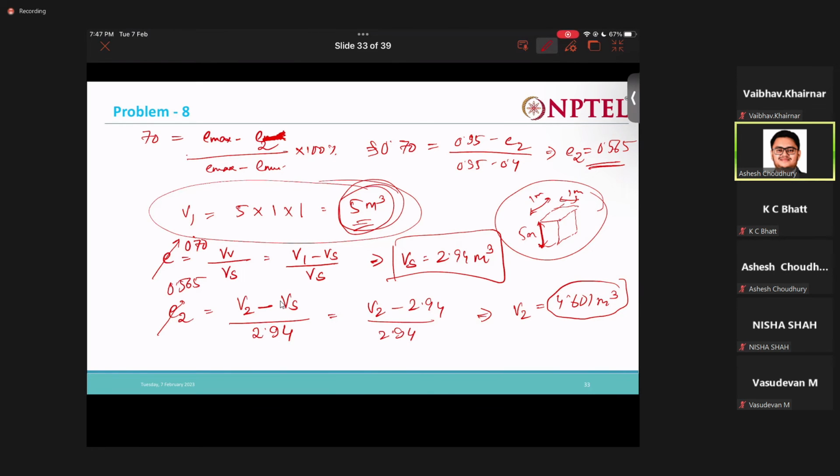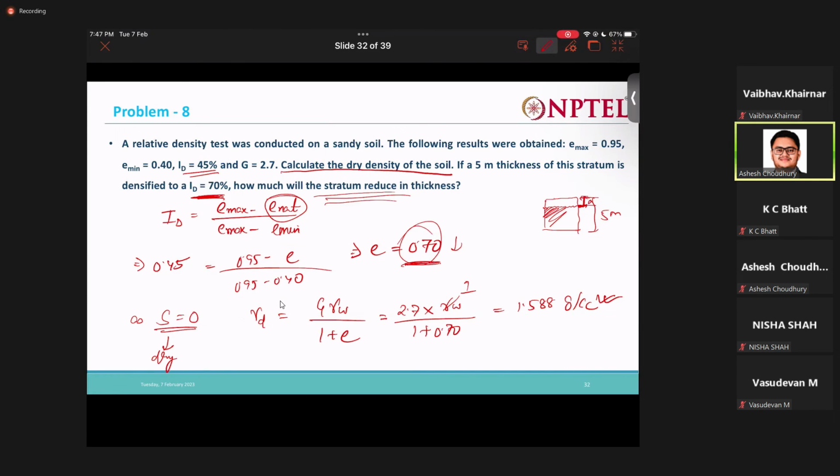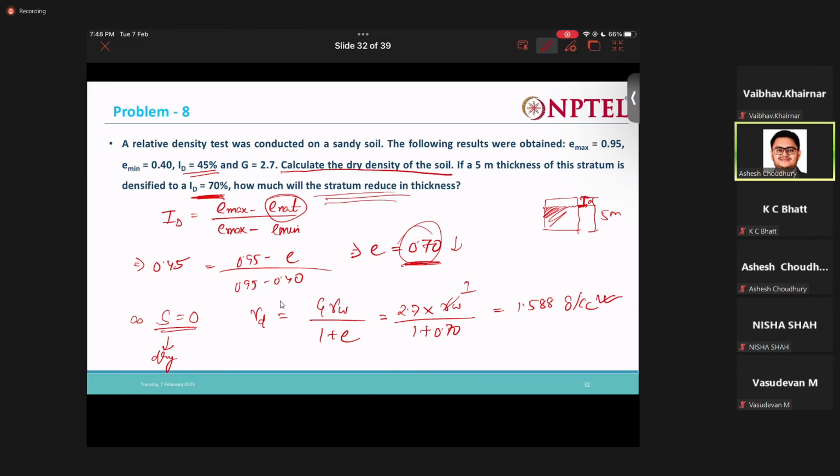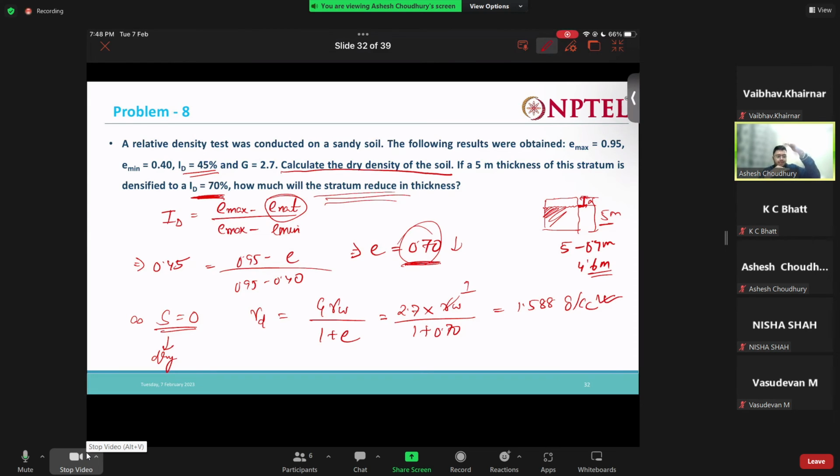Now you need to find the change in height. H1 minus H2 is equal to delta H, which is the difference of the volumes divided by the area. The cross section area is 1 into 1, equal to 1 meter square. So it's 5 minus 4.601, which is 0.399, about 0.4 meter. Sorry, not meter cube, meter. So after densification from a relative density of 45% to 70%, the height of the stratum reduced from 5 meter to 5 minus 0.4, that is 4.6 meter.